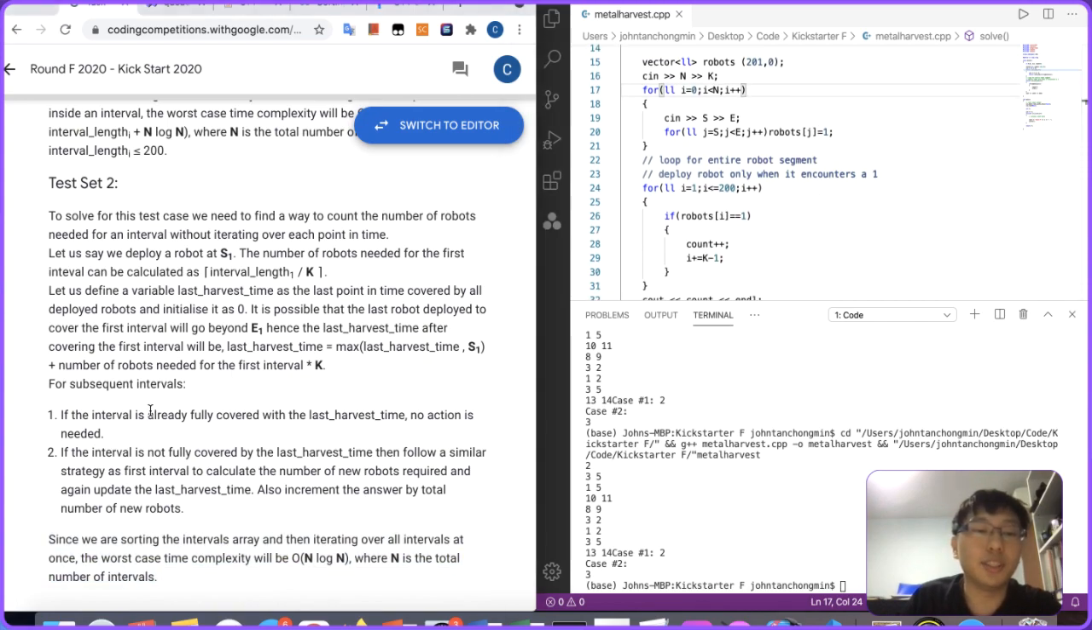Okay, I think I can code this. I've got the answer in my head already for this test set 2. Yeah, so maybe at about 9 p.m. later, I'll try to solve this question again, if I have some time. Yeah, I'm quite sure I can solve this problem.